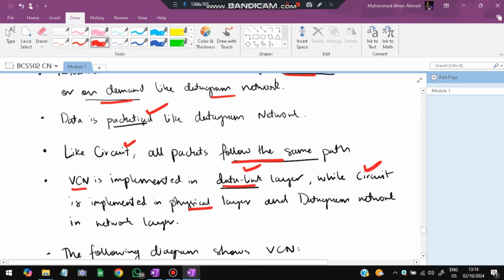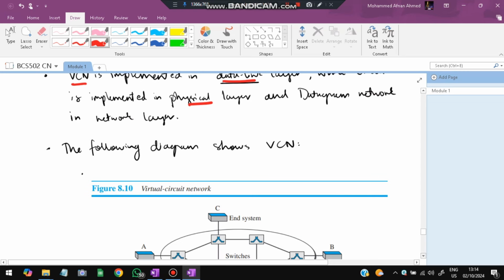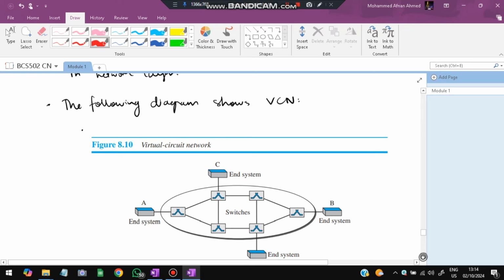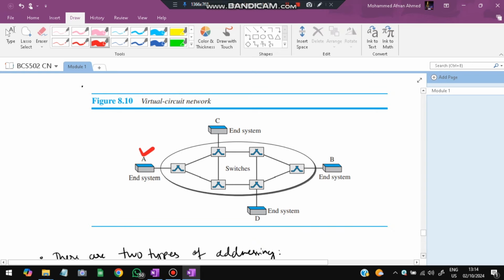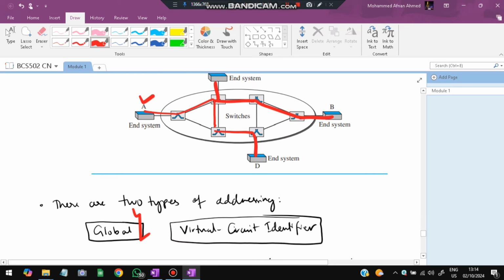Okay, and the following diagram shows the VCN. So the virtual circuit network looks like this. Here we have the different switches present in between, and the end systems are present. Data gets transferred via these switches. It goes here, here, here, and from here to here. So this is how the virtual circuit network works, and there are two types of addressing: the global addressing, where all the packets know where to go at the end, and the virtual circuit identifier, where after it reaches a switch it gets to know which switch it should go to next.